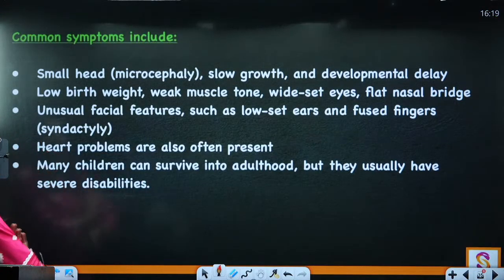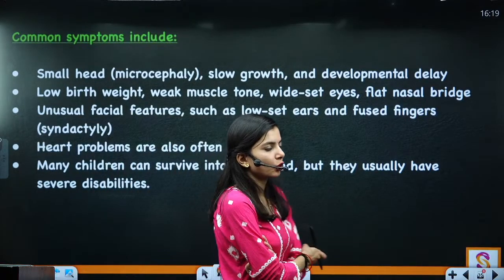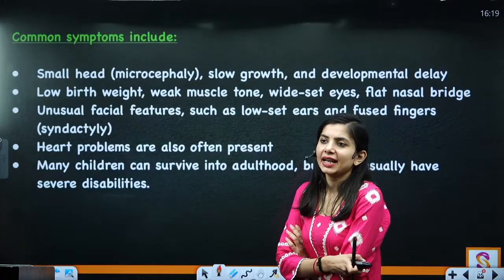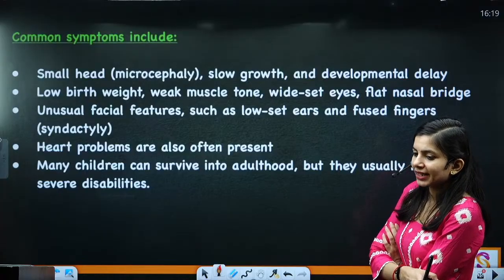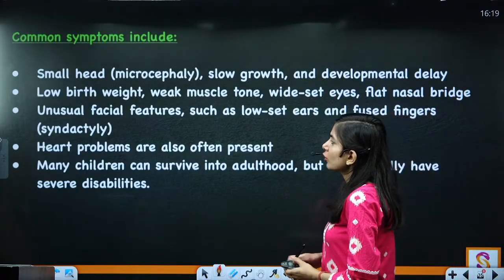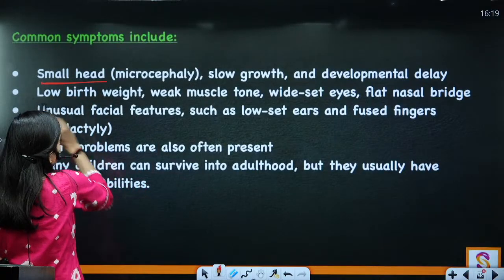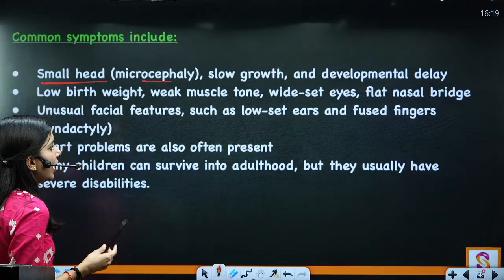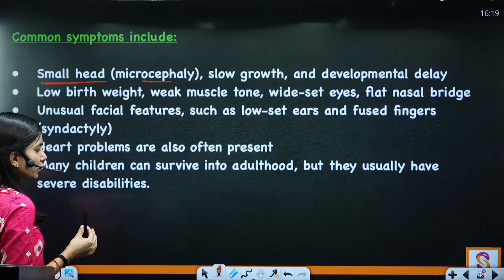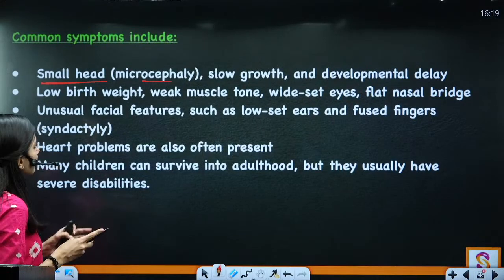So now, what are the common symptoms? The child is also going to have some sort of deformities, and these deformities are based upon their head size and other features. The common symptoms include a small head, microcephalic, slow growth, and developmental delay. They also have low birth weight and weak muscles.